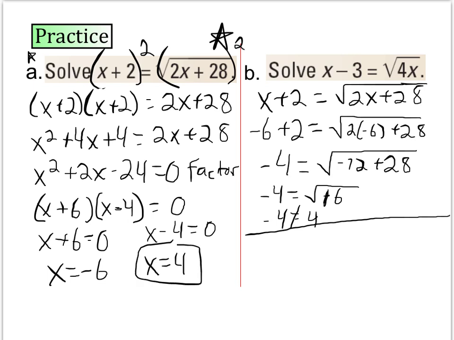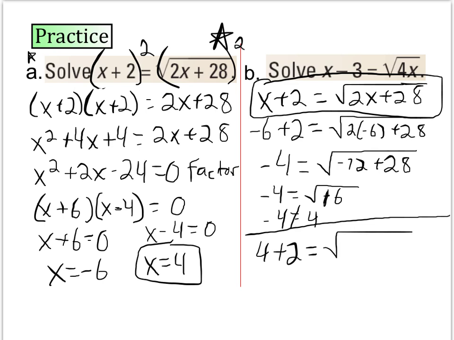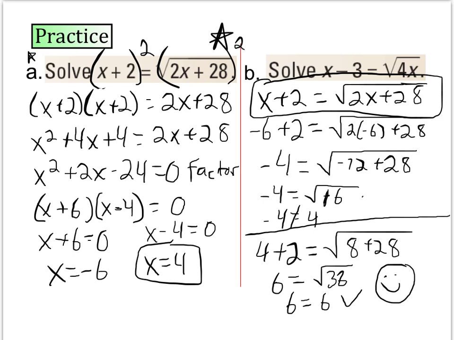Now, let's try out x equals 4. I'm going to plug this back into the original equation. When I do that, I end up with 4 plus 2 equals the square root of 4 times 2 is 8 plus 28. On the left side I simplify 4 and 2 to get 6, and on the right side I end up with 36. We know that the square root of 36 is 6, so this checks out. I'm happy with this one, but not with the other one, because that one did not work.